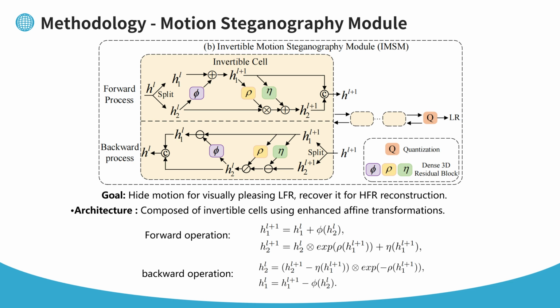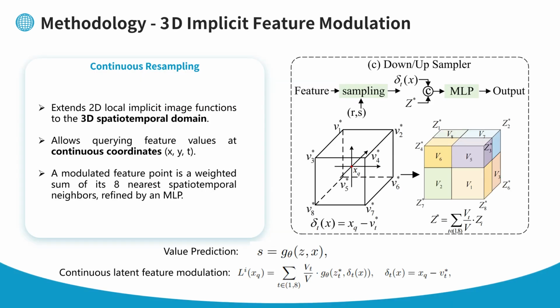This structure ensures that the motion information embedded during the forward pass can be accurately recovered during the backward pass. For continuous resampling, we introduce a 3D implicit modulation technique. This extends the concept of 2D local implicit functions, which represent images continuously, into the 3D spatiotemporal domain. This allows our model to define and query feature values at any continuous coordinate in space and time.